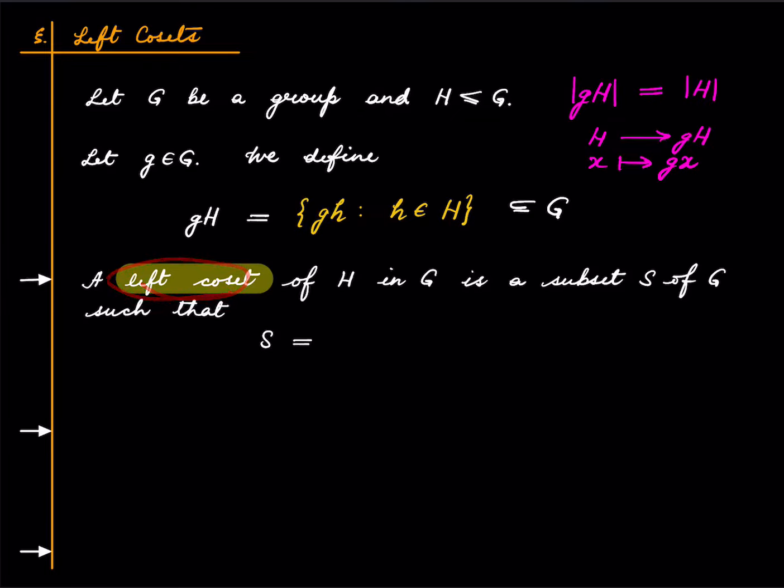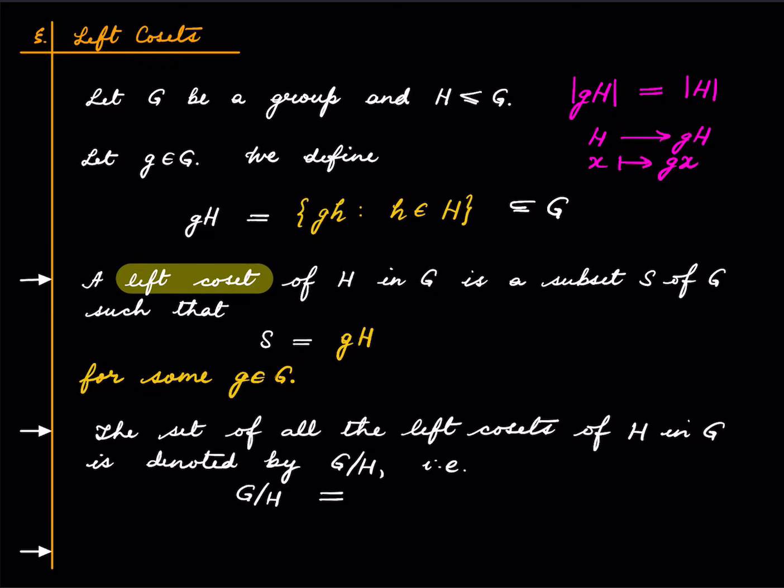A left coset of H in G, this whole phrase, means a subset S of G such that S is of a particular form. Which form? Such that S equals gH for some element g in capital G. So those subsets of capital G which are of this form are called left cosets of the subgroup H in the group G. So just a definition.